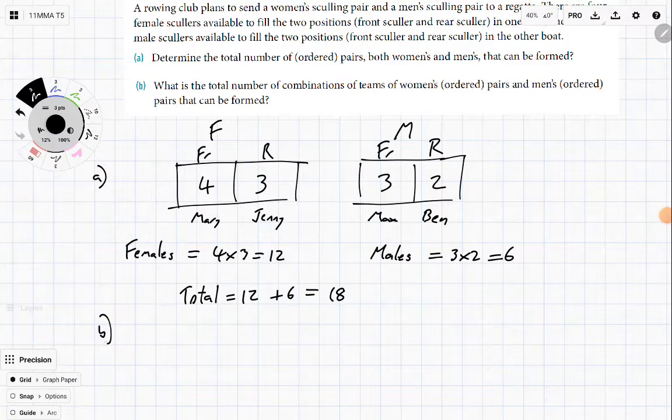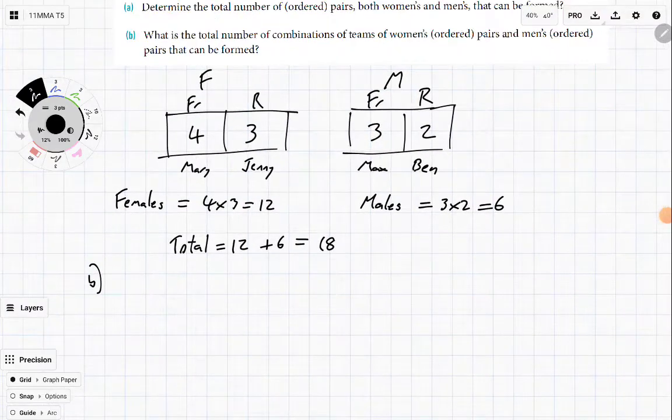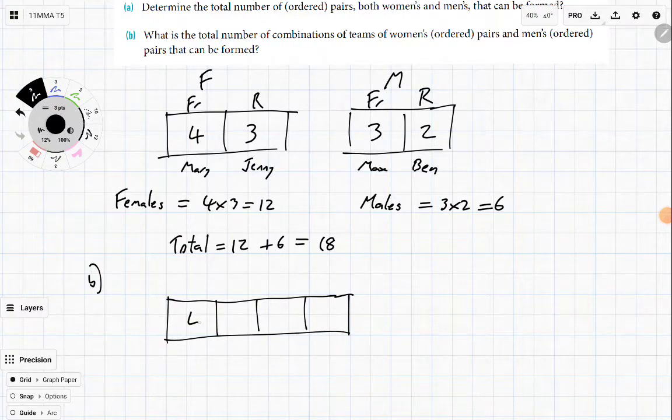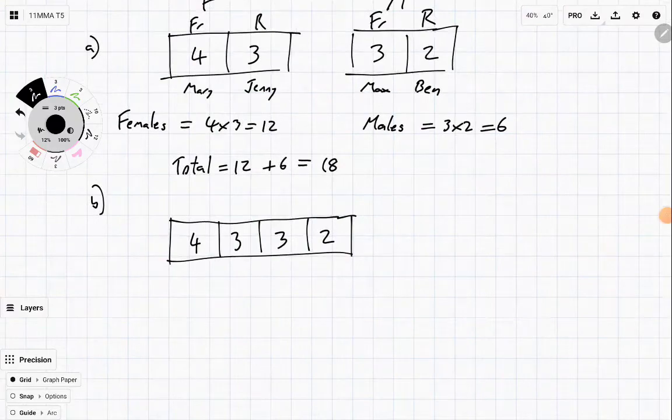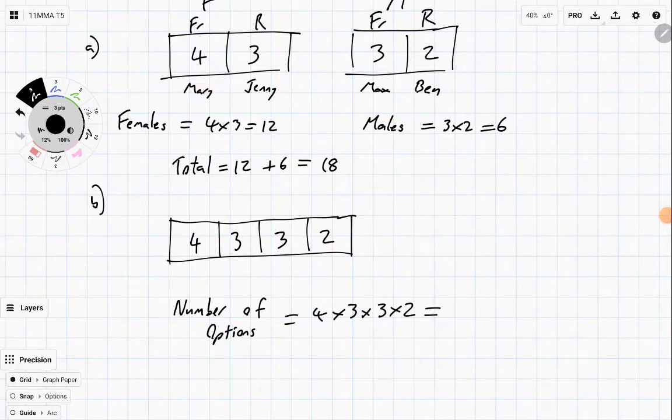So what is the total number of combinations of teams of women's ordered pairs and men's ordered pairs that can be formed? So rather than having 2 separate pairs of boxes, let's just create one big box. So there's 4 options for the front, 3 options for the rear, 3 options for the front, 2 options for the rear, and the number of options will be equal to 4 times 3 times 3 times 2. 4 times 3, 12, 12 times 3, 36, 36 times 2, 72 options.